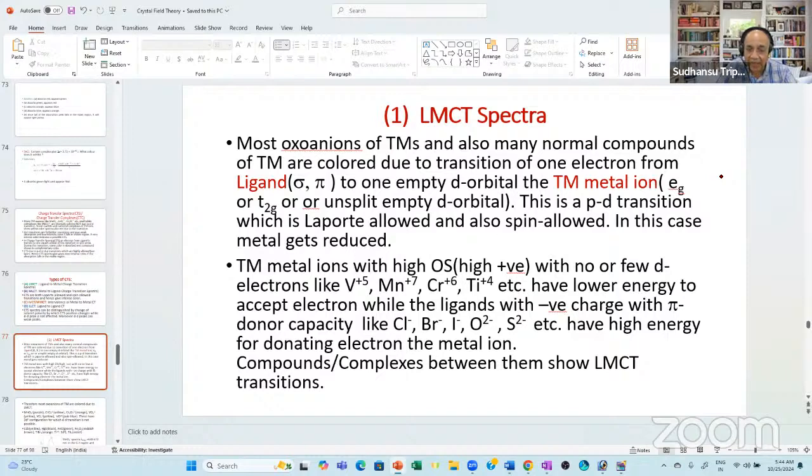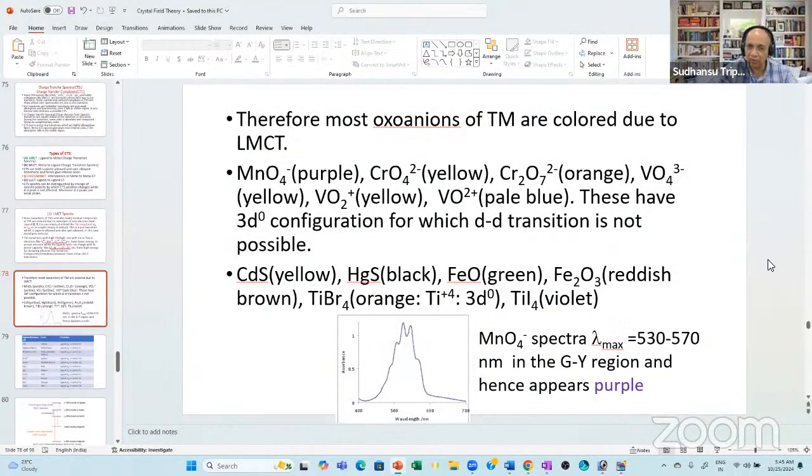So these pi donor ligands are one condition, and the oxidation state should be very, very high. Either it will be totally D0 or maybe one electron, two electrons in the d. That will be a suitable candidate for receiving electron. And the pi donor ligands like chloride, bromide, iodide, oxide, sulfide, they have a lone pair in the non-bonding orbital, of course, and they will be donating. One electron will be enough.